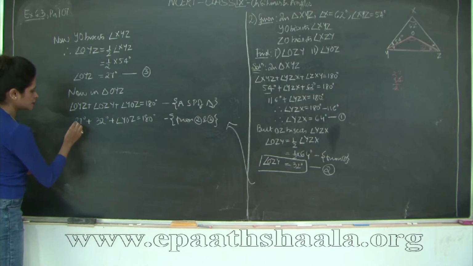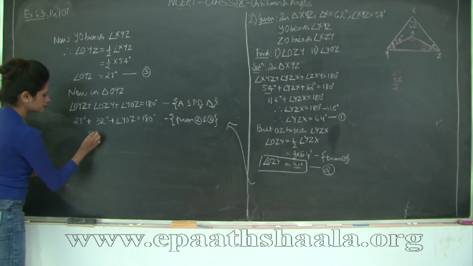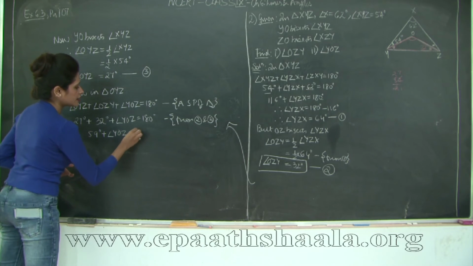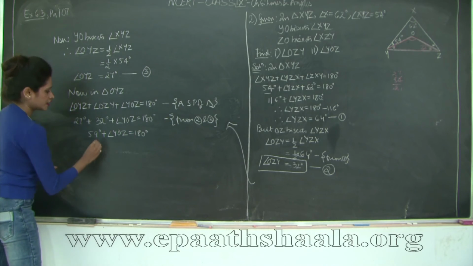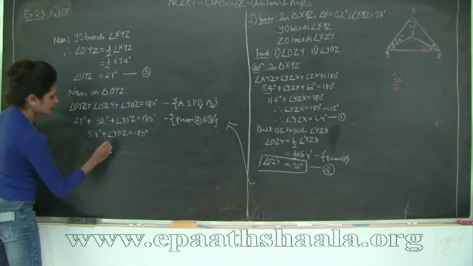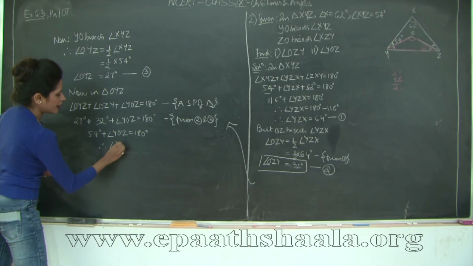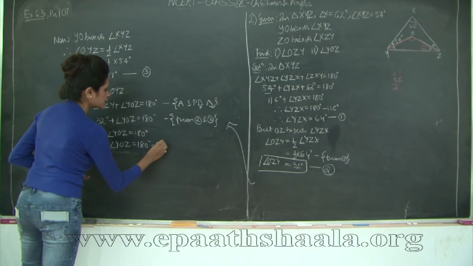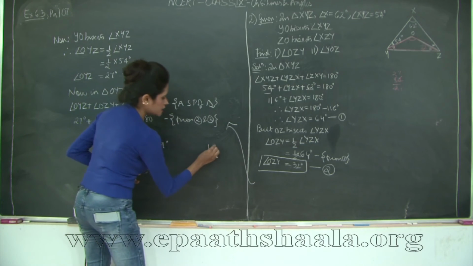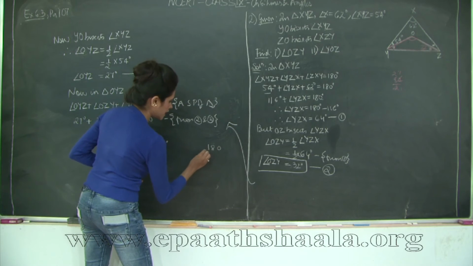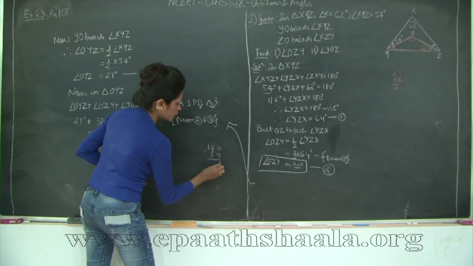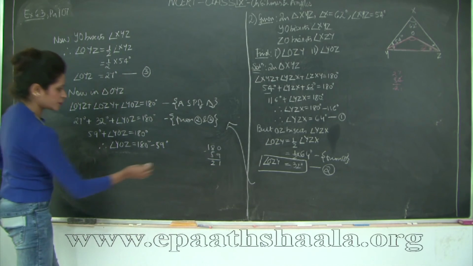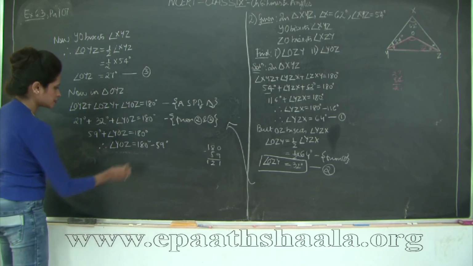So let's add this up. This will be 59 degrees plus angle YOZ is equal to 180 degrees, correct? Therefore, bringing 59 to my right hand side, it will become negative. I have YOZ is equal to 180 degrees minus 59 degrees. Let's calculate. 180 minus 59 would be 1, 7 minus 5 is 2. So, 121 degrees, correct?